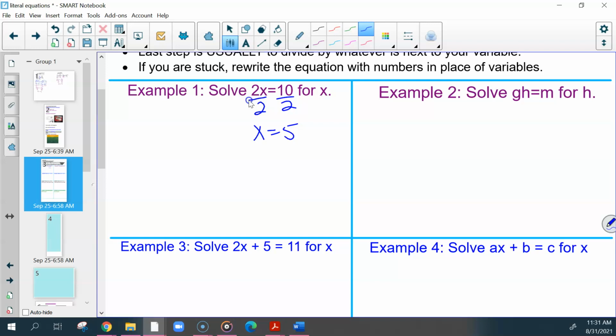Yeah, so it's going to be the same even though it's just variables. These g's end up canceling each other out, and I'm left with just h equals m over g. Think of the variable you're solving for as being alone. Whatever you're solving for needs to be by itself. So if you look at all of it, solve for h. I want h by itself. I want x by itself.